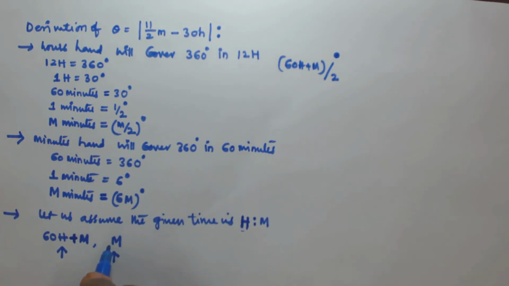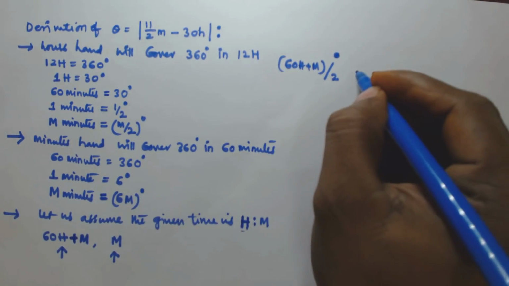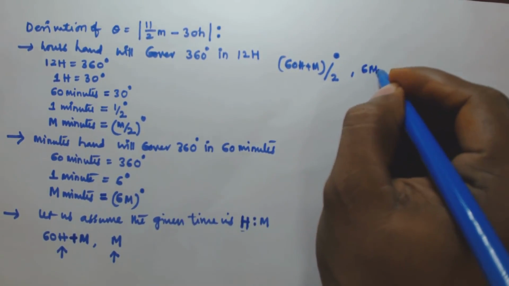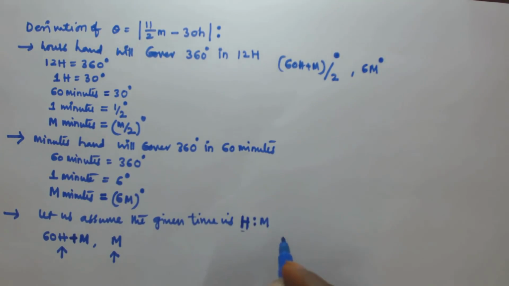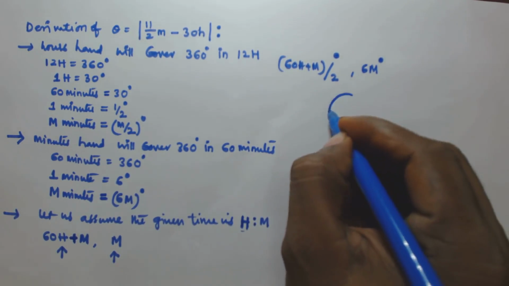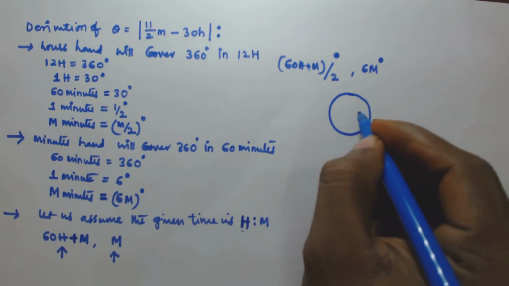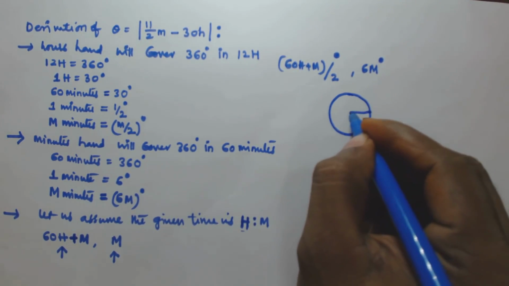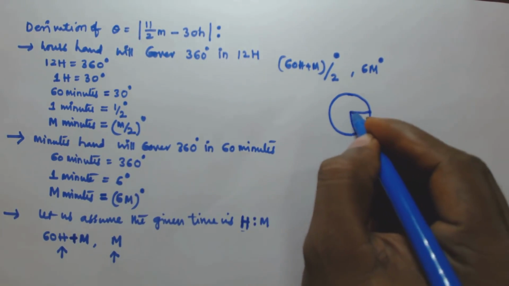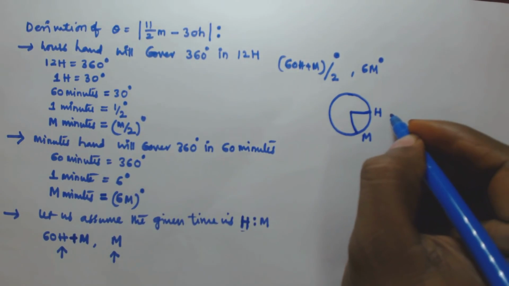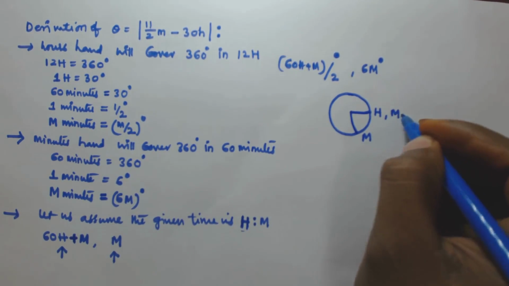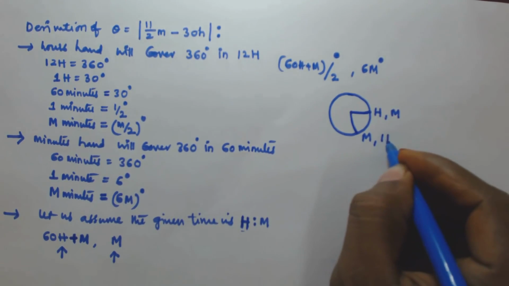The minutes hand has already covered m minutes. So in m minutes, the minutes hand is going to cover 6m degrees, right? Now at the time h hours m minutes, if you take the positions of the hours and minutes hand, let us assume the hours hand is here and the minutes hand is somewhere here, or the other case is also possible: here may be the minutes hand or here may be the hours hand, right?